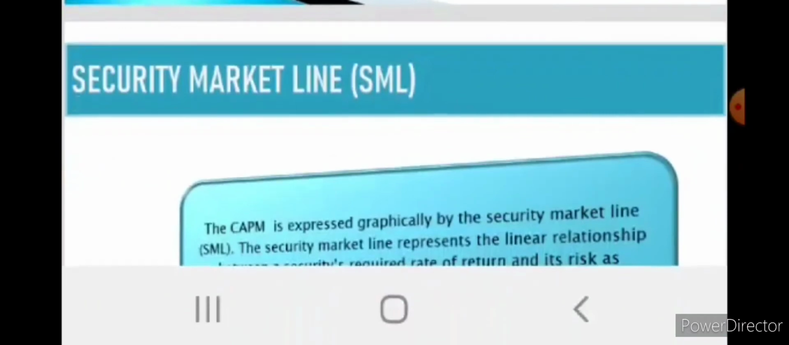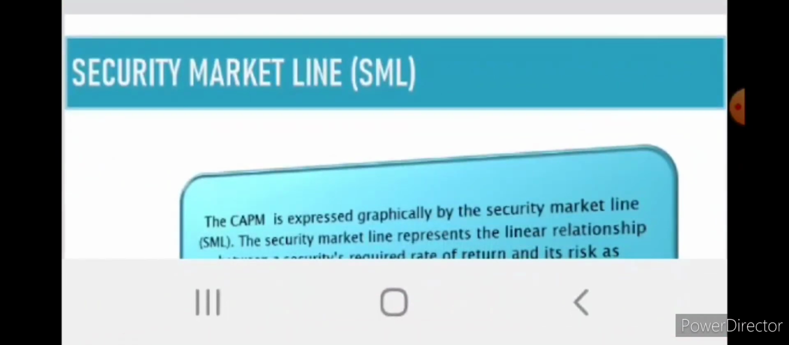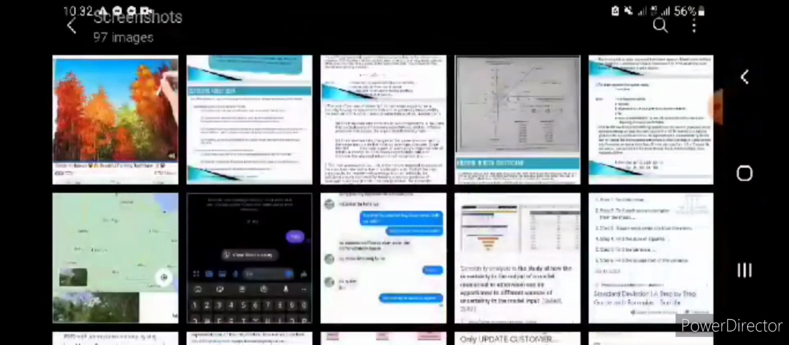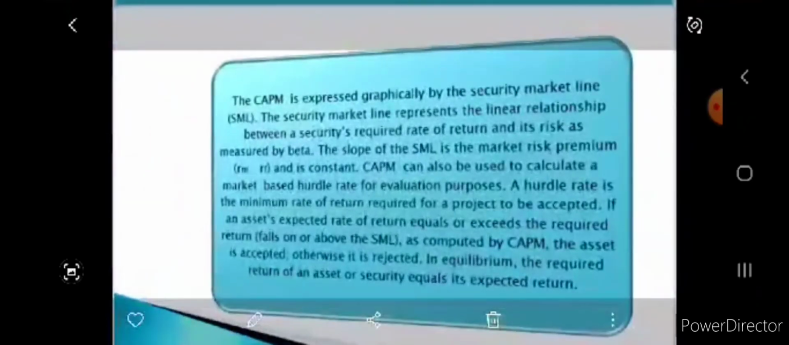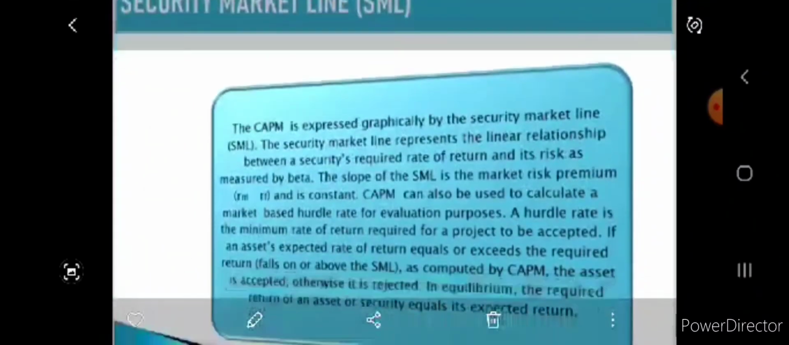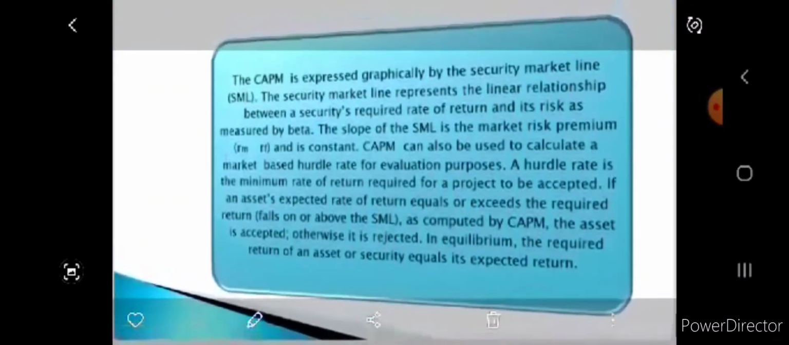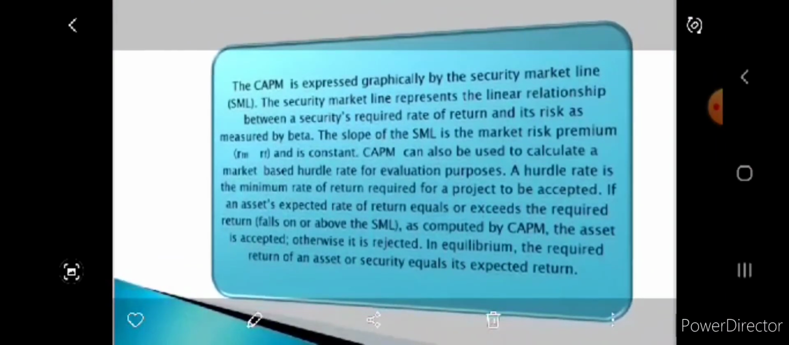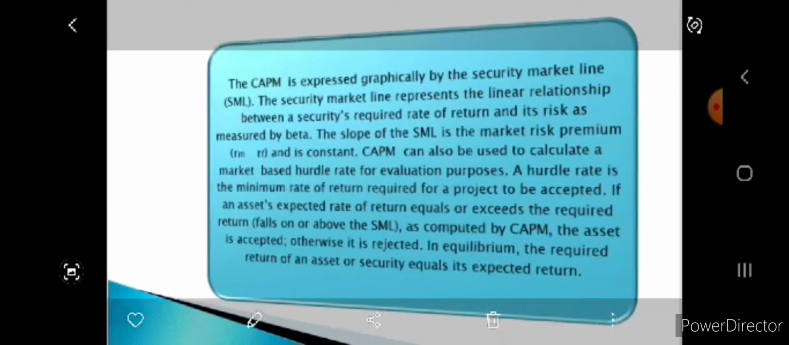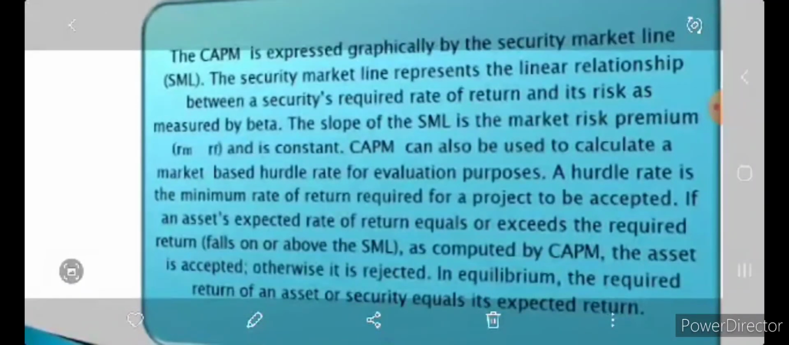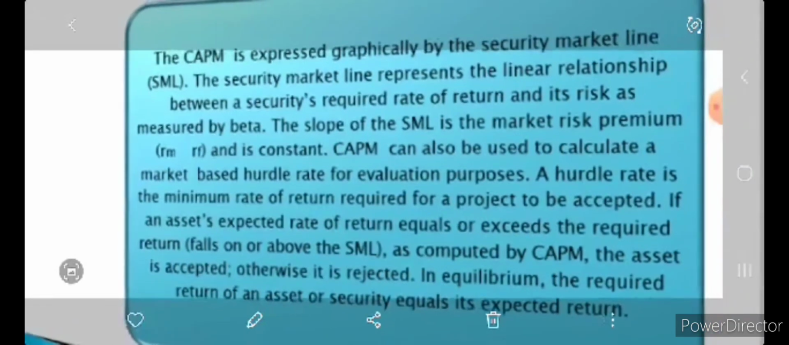Security market line. The CAPM is expressed graphically by the security market line. The security market line represents the linear relationship between a security's required rate of return and its risk as measured by beta. The slope of the SML is the market risk premium and is constant.